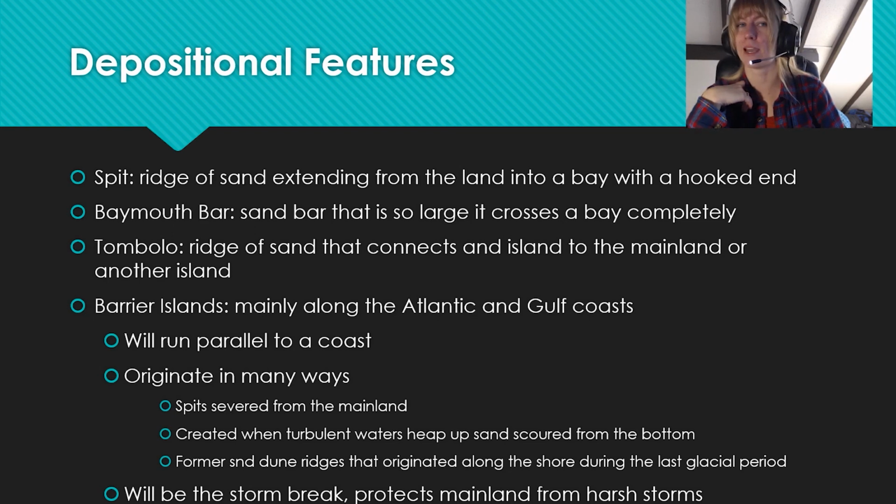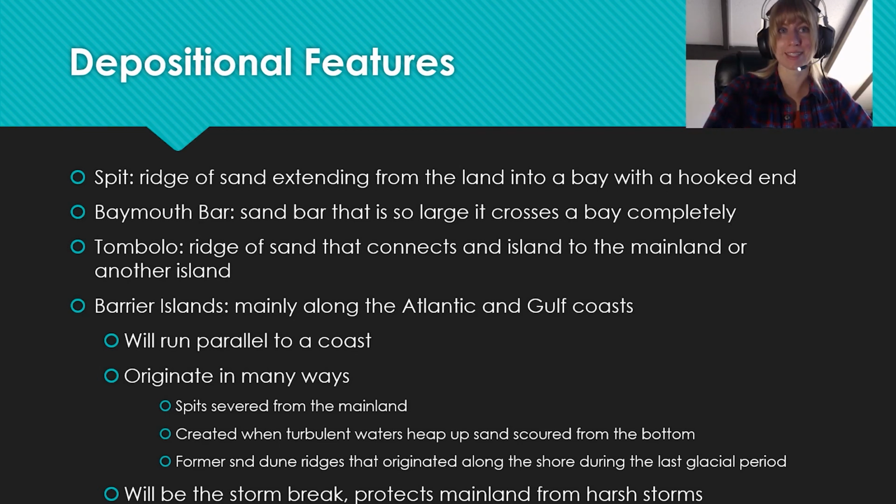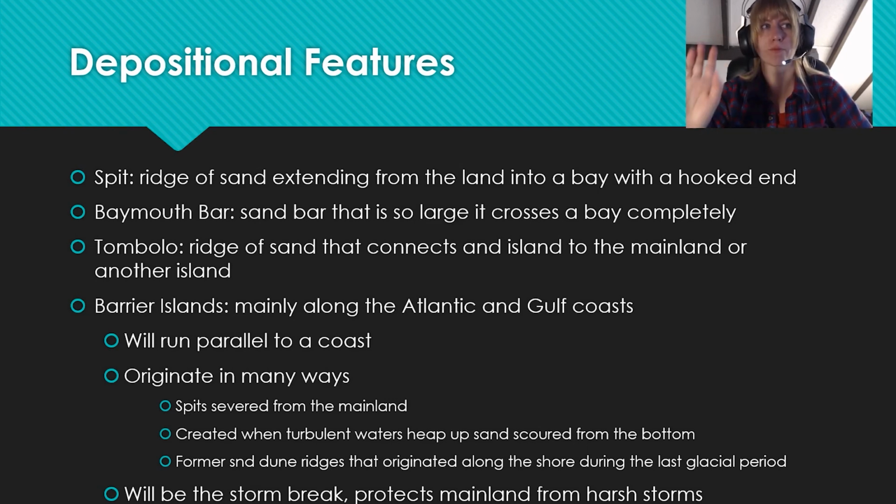All right, depositional features involve a spit, which is a ridge of sand extending from the land into a bay with a hooked end. A baymouth bar is a sandbar that is so large it crosses the bay completely. Then you have tombolos, which are ridges of sand that connect an island to the mainland or another island. You have barrier islands, which form mainly along the Atlantic and Gulf coasts. These run parallel to the coast and can originate in many ways, including being spits severed from the mainland, turbulent waters heaping up sand, and former sand dune ridges that originated along shore but moved.